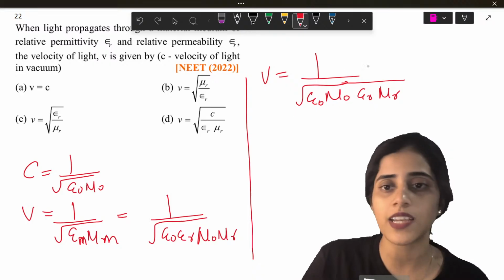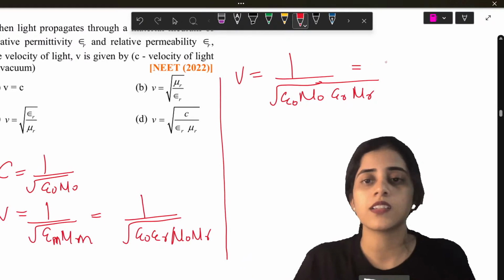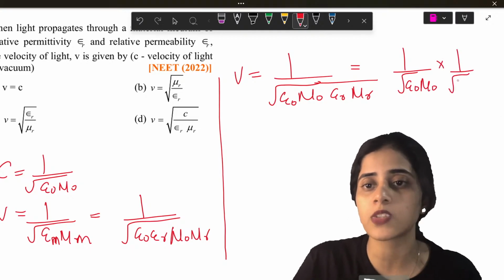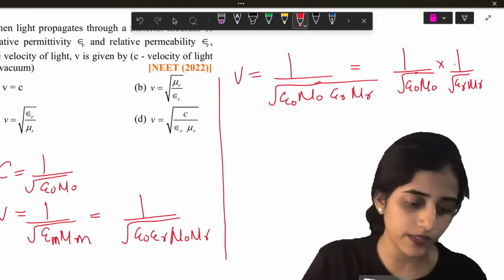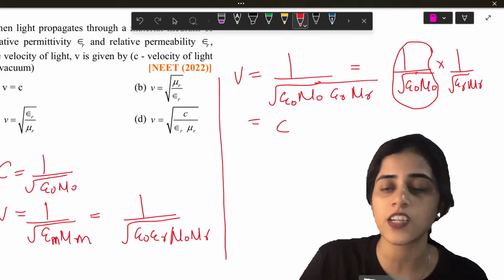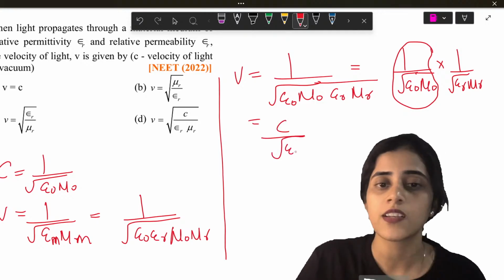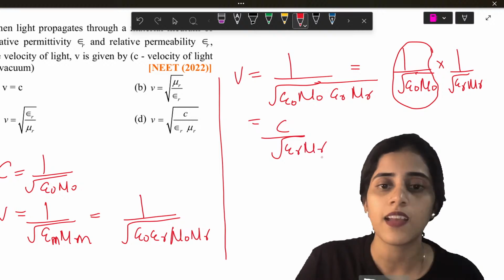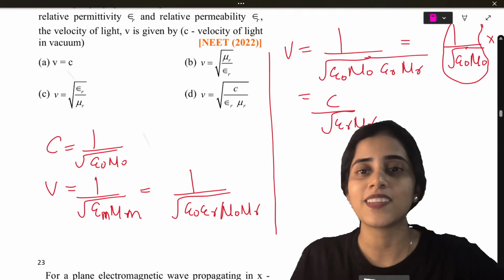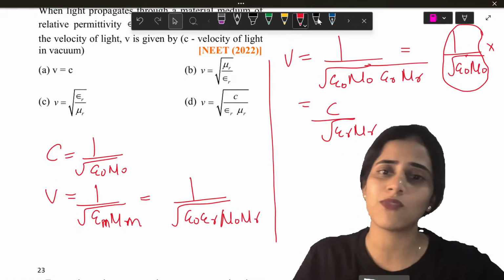Okay. So this I will separate and write as 1 by square root of epsilon naught mu naught into 1 by square root of epsilon r mu r. So what is this term? This term is C. So this will be C divided by square root of epsilon r mu r. Is there an option like that? Let's see. There has to be. How can there not be?